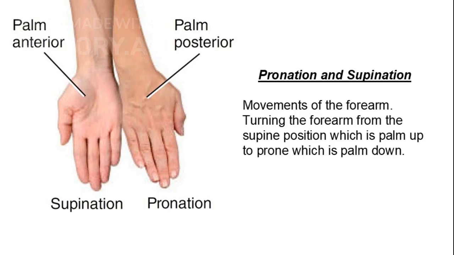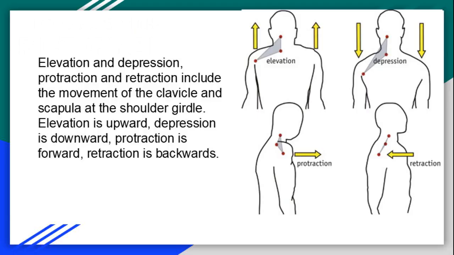Movements of the forearm: turning the forearm from the supine position, which is palm up, to prone, which is palm down. Elevation and depression, protraction and retraction include the movement of the clavicle and scapula at the shoulder girdle. Elevation is upward, depression is downward, protraction is forward, and retraction is backward.